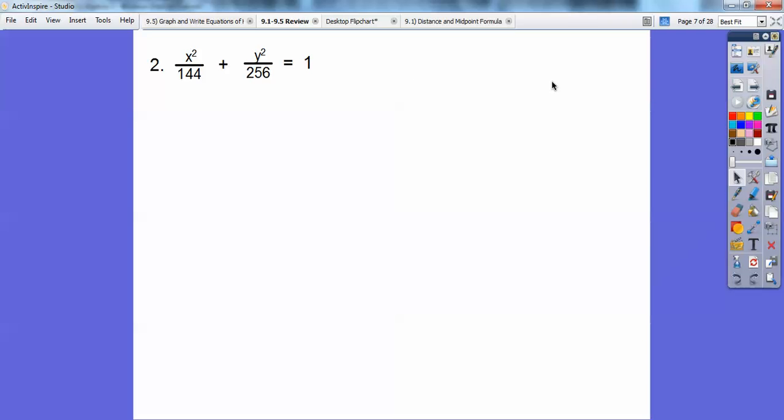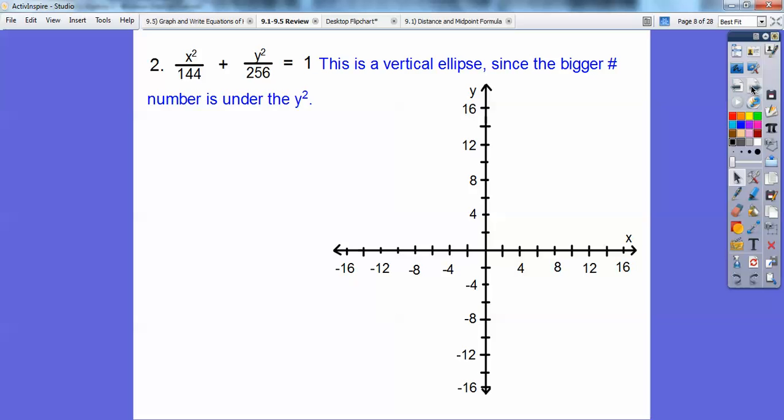So everything's ready to go. On ellipses, we look for the bigger number. The y squared has the bigger number, so that tells me this is going to be a vertical ellipse, like a football standing up. Now my vertices and co-vertices. The square root of the number under the y squared tells me where my y-intercepts are, and the square root of the number under the x squared tells me where my x-intercepts are.